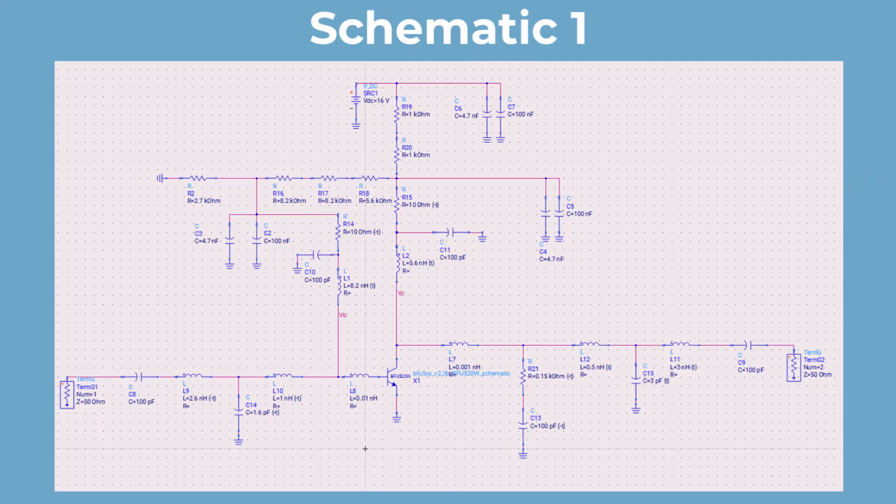This is the first schematic we built using lumped components. The DC bias circuit can be seen on top, the input matching circuit can be seen on the left, and the output matching circuit can be seen on the right.